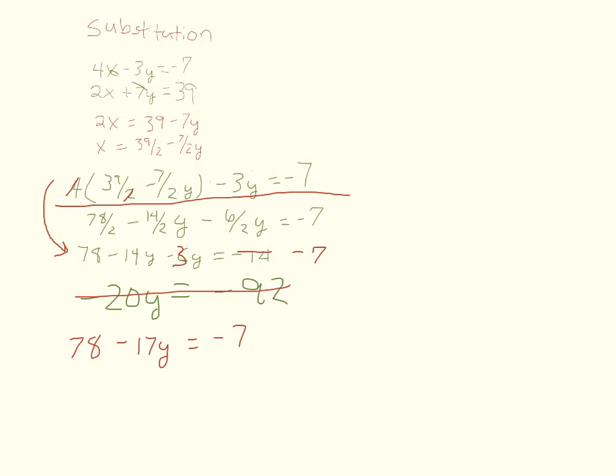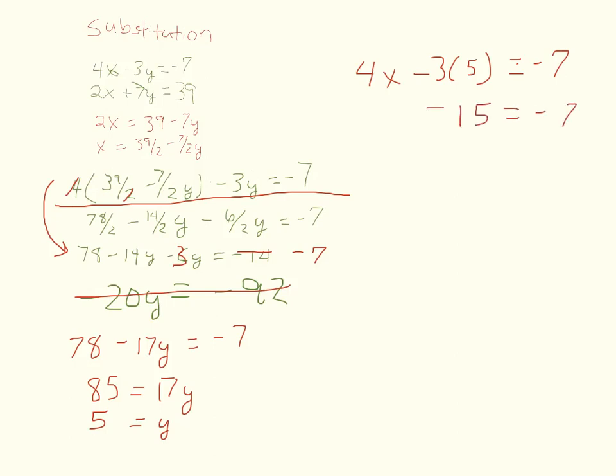Okay? So now from this point, we can see 78 minus a 17y is equal to a negative 7. So if we bring the 7 on this side and take the 17 on that side, we have 85 is equal to 17y, which shows you that y is equal to 5. Now when we have 5, we can plug it into our original equation and solve for it. So 4x minus 3 times 5 equals negative 7. So this is negative 15 equals negative 7. 4x is here. 4x is equal to 8. So x is equal to 2. So using the substitution method, you can see that your answer, or your solution, is 2, 5.